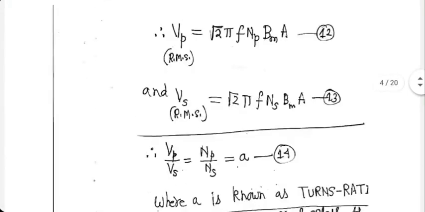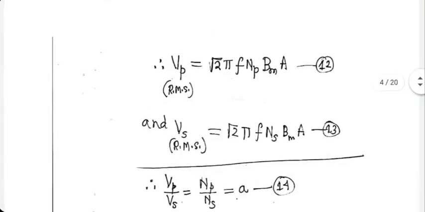Now, one interesting thing that comes out is that if you divide Vp by Vs, you get Np divided by Ns. This is what I was telling you last time, that the voltage ratio equals the turns ratio. We have proven it now.